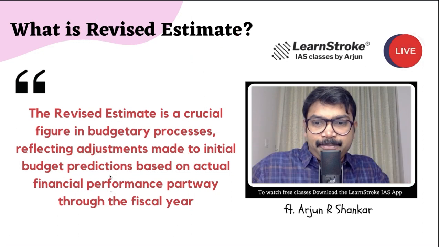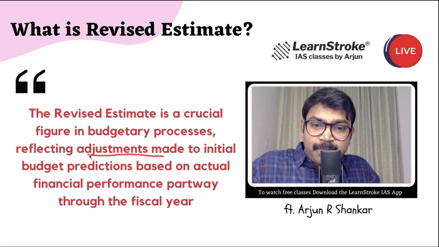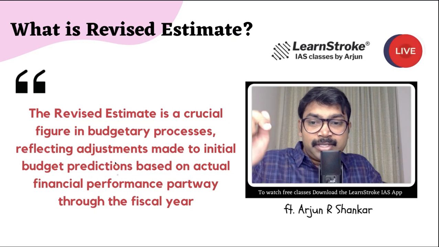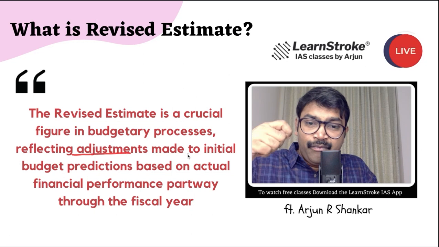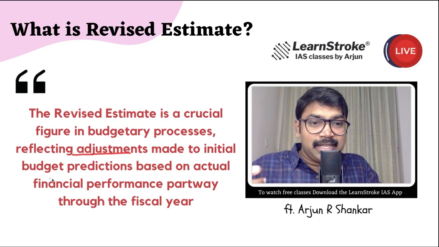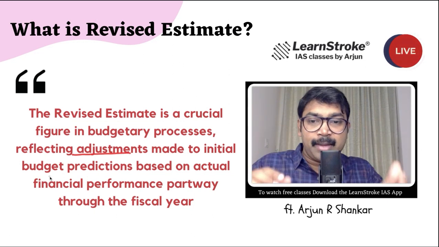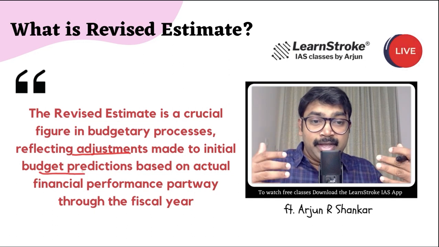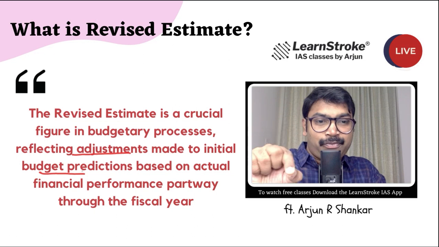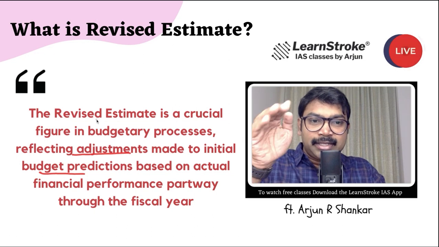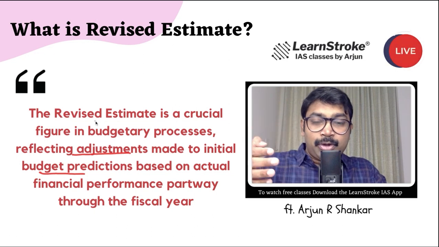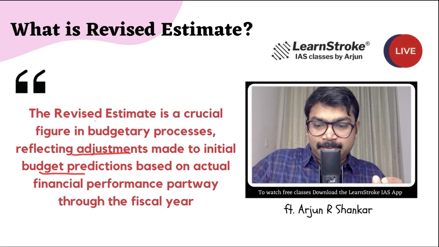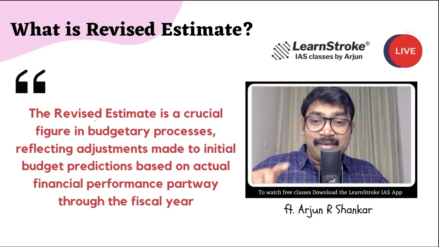So this is the estimate. It is reflecting the adjustments made to initial budget predictions based on actual financial performance. So keywords, it is actually an adjustment which is made to initial budget predictions. Initially there was a budget prediction that this will happen, this will happen. This is an adjustment to the initial budget prediction based on actual performance. So it's not only an adjustment, it's based on the actual performance. At that time you predicted that this is going to happen, and taking into account the present financial performance, you do an adjustment, and that is the revised estimate. So in this budget also we are going to have revised estimates.